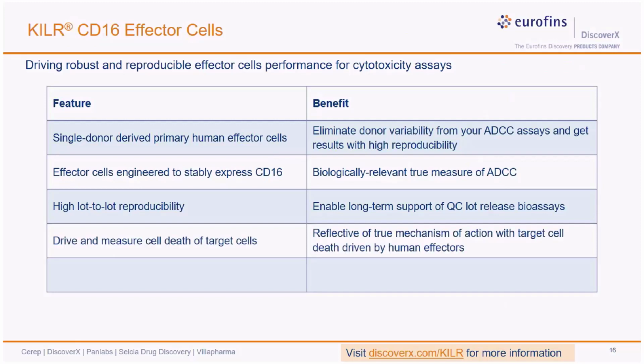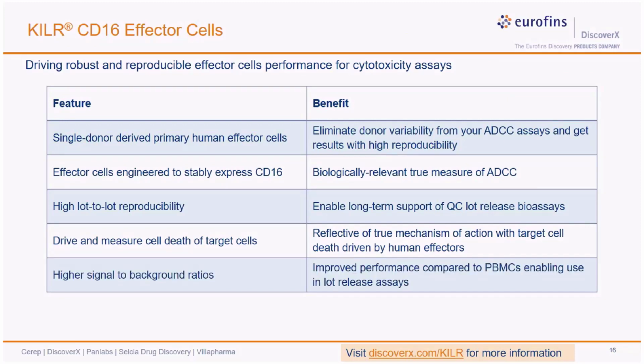Next, these cells drive target cell killing in ADCC and T-cell redirection applications. Thus, they reflect the true mechanism of action and fulfill one of the key requirements for an assay to be acceptable by the FDA. And also, killer CD16 effector cells produce significantly higher signal to background ratios and thus provide improved performance compared to PBMCs, thus enabling their use in QC lot release programs.